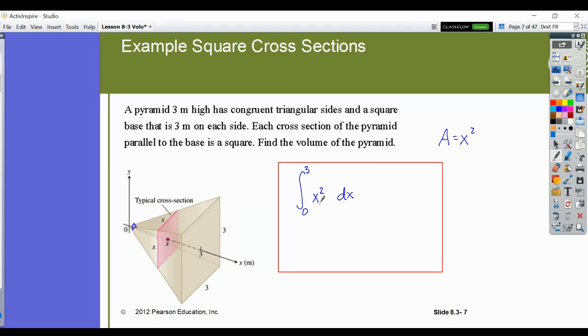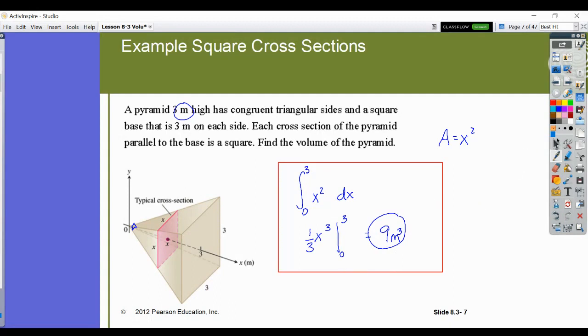So what is the antiderivative of x squared? 1/3 x cubed, and we're evaluating that from 0 to 3. So I plug in a 3 in there. 3 times 3 times 3 is 27, divided by 3 is 9, and then minus 0. So the answer is 9. Because this is volume and my units are meters, I would put meters cubed. All right, that concludes our first example.